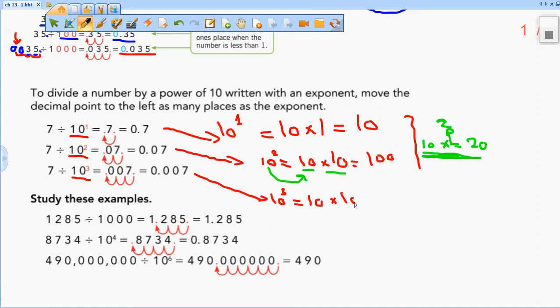10 by 10 by 10. So the answer is 1000. Or you can say 10 to the power of 3 means you have 3 zeros. 10 to the power of 2, you have 2 zeros, and 10 to the power of 1, you have only 1 zero.